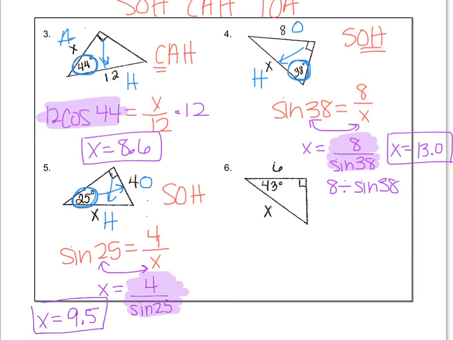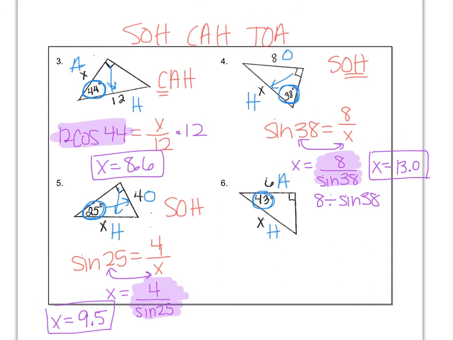Number 6. This is the angle, which means this is the hypotenuse, and since the 6 is next door, that's the adjacent side. So that's A and H. A and H is in CAH. So we're going to use cosine. Cosine of 43, the angle always comes next, equals, I have to follow the order. I have to put A on top and H on the bottom. So it's 6 over X.